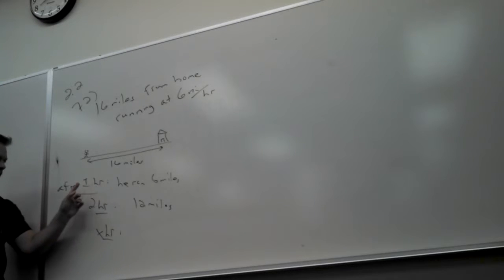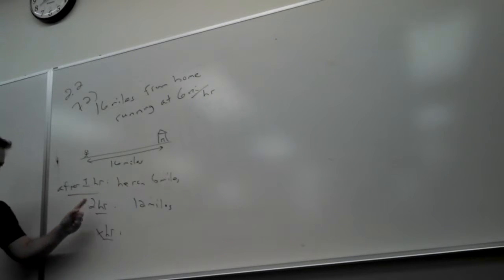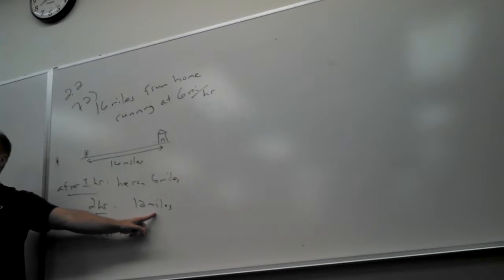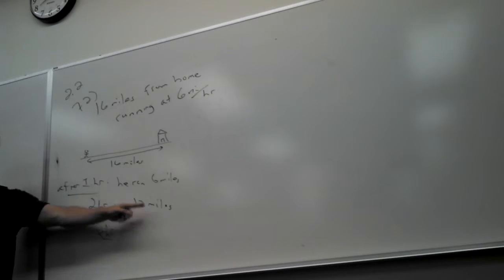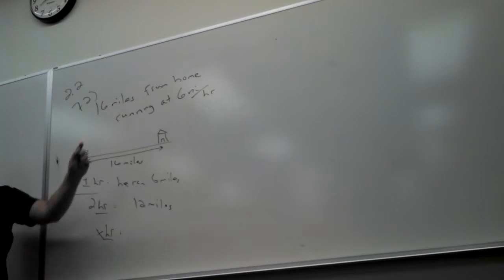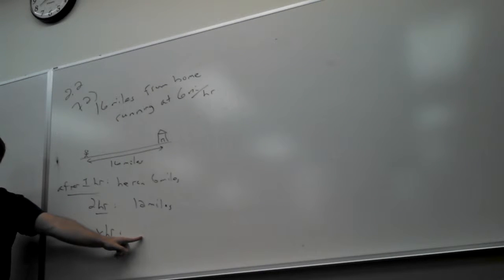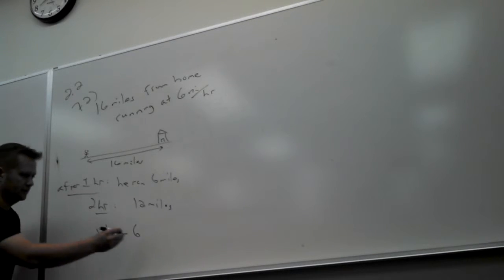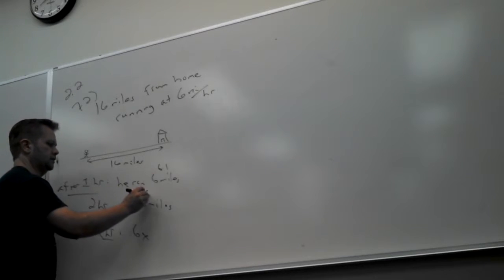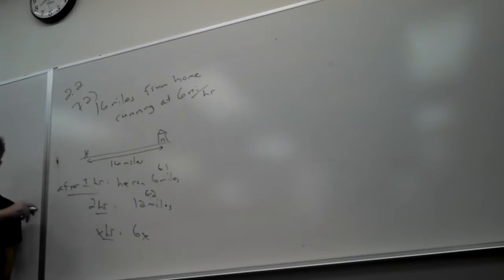What do I keep doing? After 1 hour, 6 miles. 2 hours, 12 miles. What do I keep doing? Multiply by 6, because he's going 6 miles an hour, of course, right? So after X hours, how far did he run? 6x, right? This is 6 times 1. This is 6 times 2. So whatever the number of hours is, I'm going to multiply it by 6.